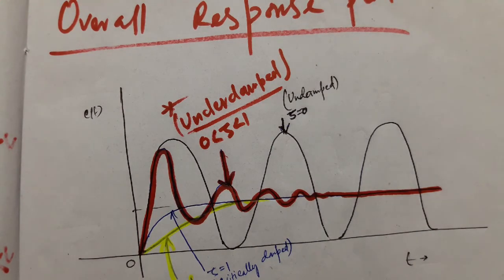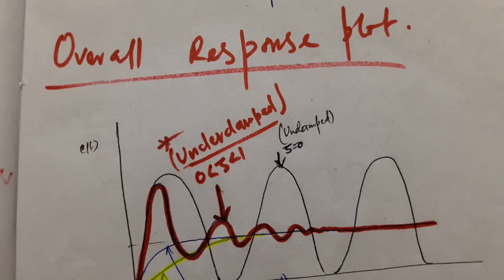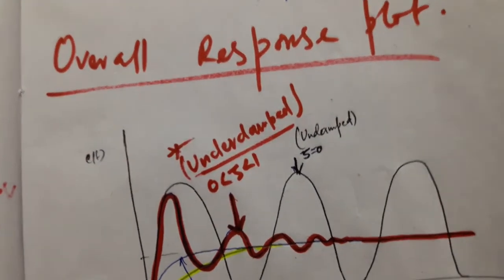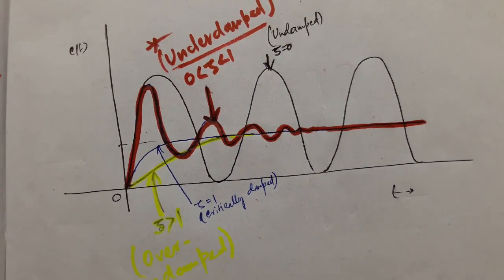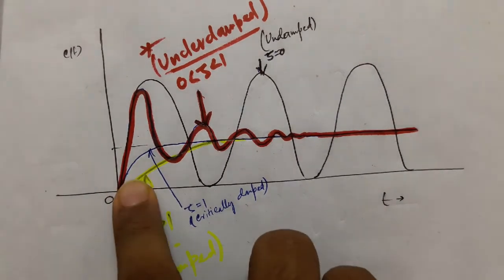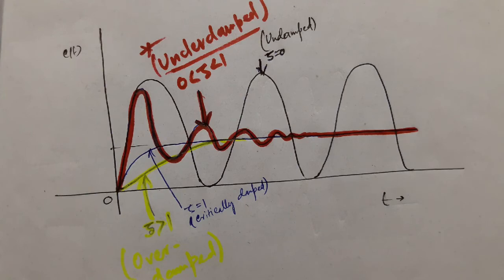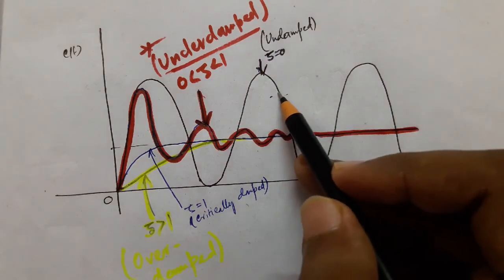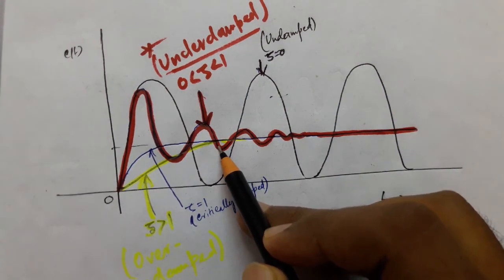So now this is the final part of the video. Here I am discussing the overall response plot, where I have drawn all the responses according to the zeta values. Here is the C(t) versus time response plot, where the first one in black color is for the undamped condition, meaning zeta is equal to 0. The red one, when zeta is less than 1, is called the underdamped condition.